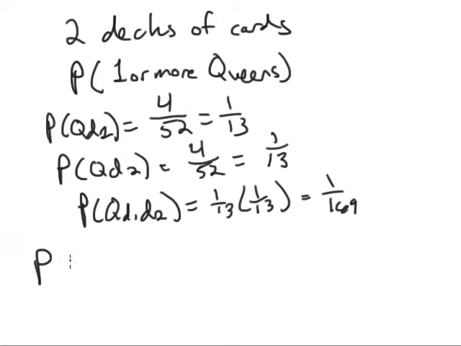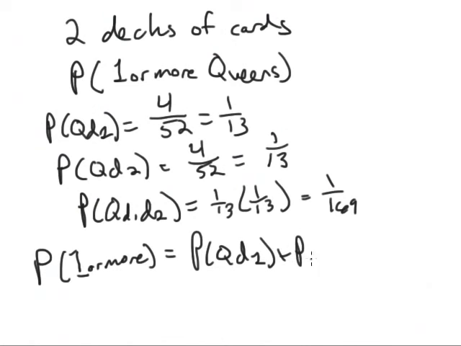Now, to figure out the probability of getting 1 or more, we add the first one to the second one. That's QD2. And we subtract the probability of getting queens from both decks. The reason why is because if we don't, then we're double counting. So I've already taken into account. So this is getting a queen at all, this is getting a queen at all, and this is getting queens for both of them.